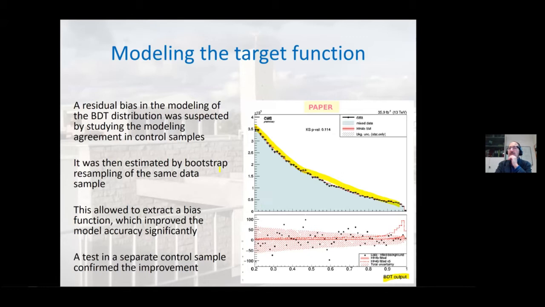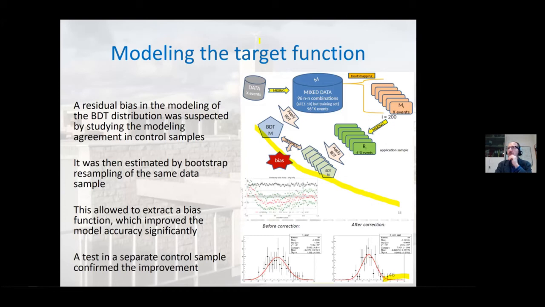So, and then you also apply bootstrapping here to create replicas of the original data, and you can compare and extract biases and correct for the biases. So you can do a number of good things. So the bootstrap really gives you access to in-data modeling, and you don't rely on the Monte Carlo. So it's very useful for us in cases where we don't trust our models, okay?